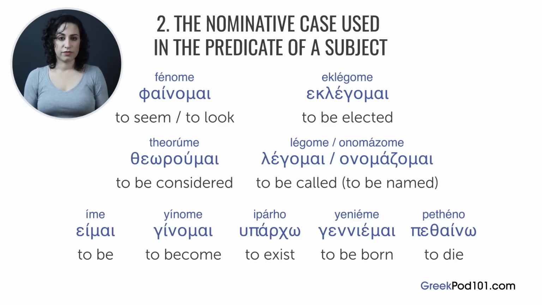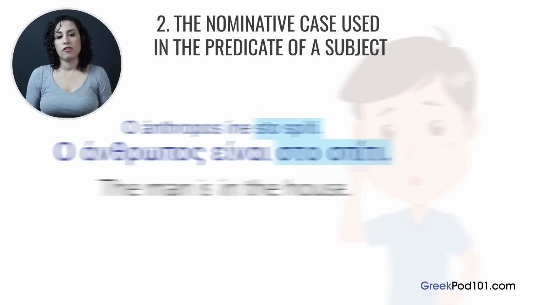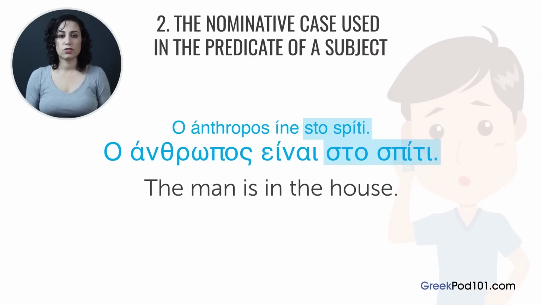But having a copular verb in a sentence doesn't mean there will always be a subject predicate. For example, ο άνθρωπος είναι στο σπίτι. The man is in the house. The part in the house is a prepositional phrase expressing location. Its use is adverbial. It does not give the subject a special attribute. Therefore, it is not the subject's predicate.